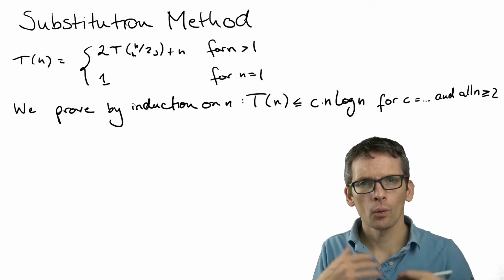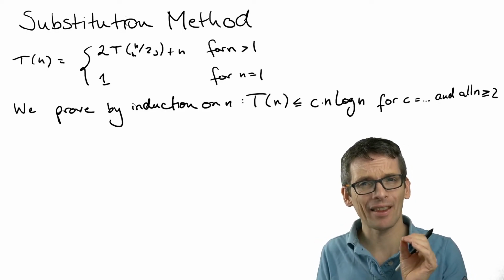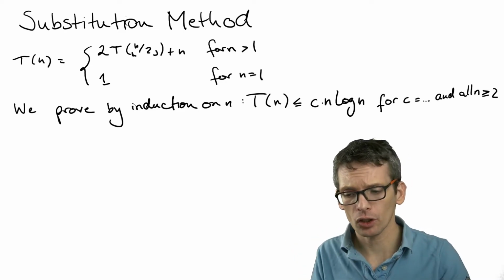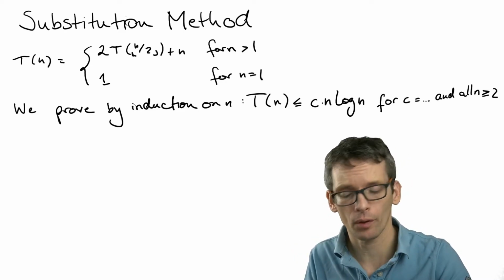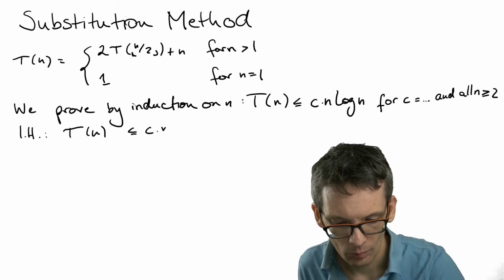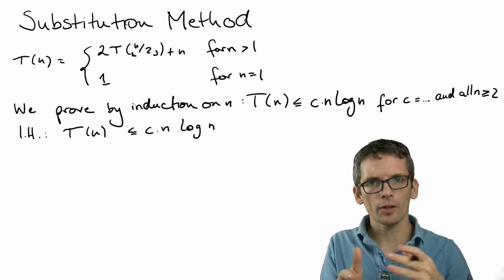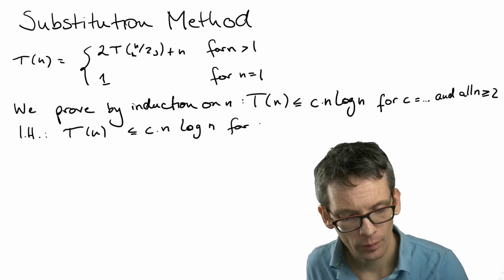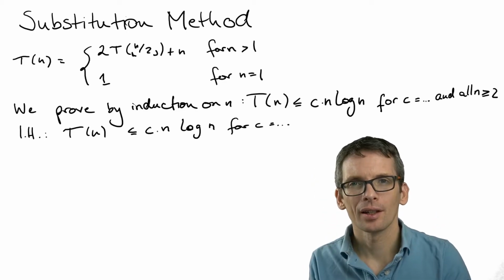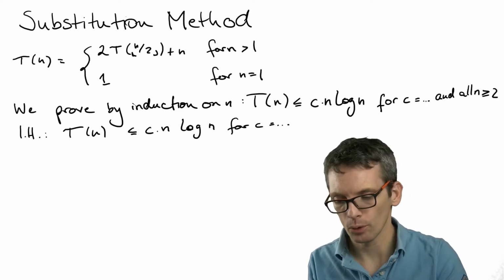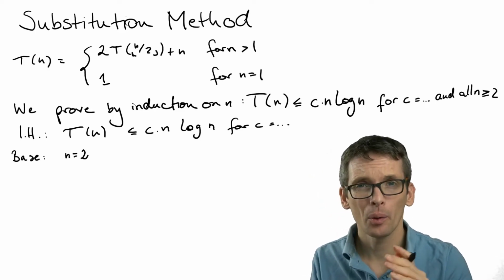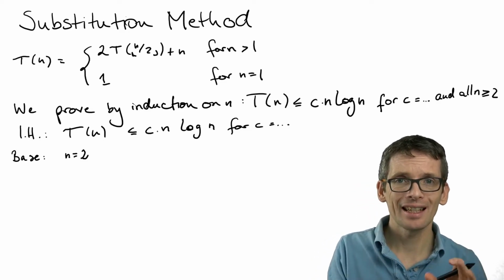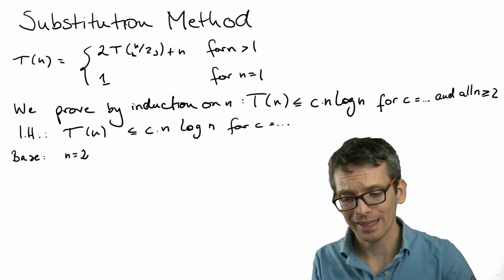So let's start with the base case n is 2, because that we will definitely need. But let me first state my induction hypothesis, which we want to prove then also for the base case. So the induction hypothesis here again is simply the claim without the quantifier. So now let's do the base case n is 2. We will want to have that t of 2 is smaller or equal c times 2 log 2. So what is t of 2?